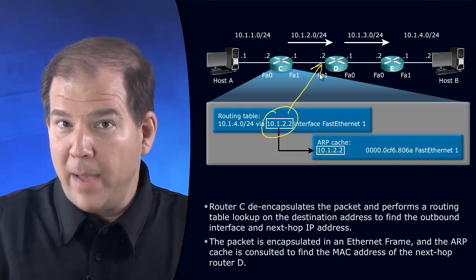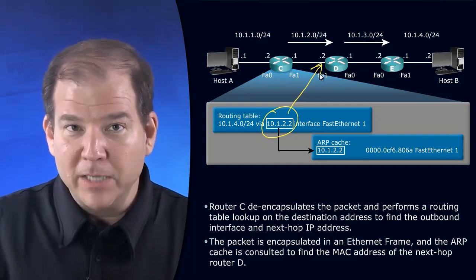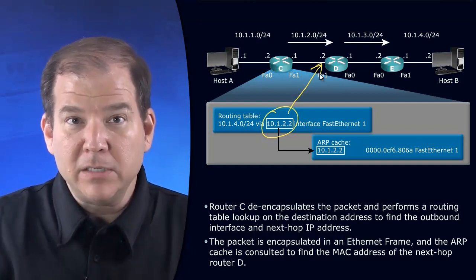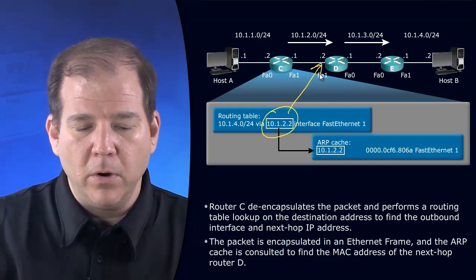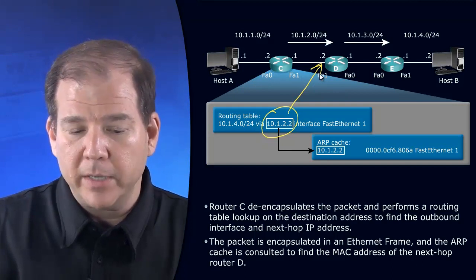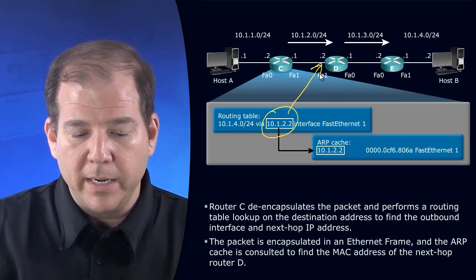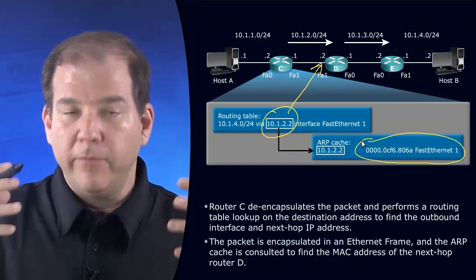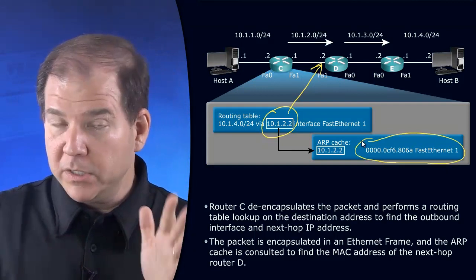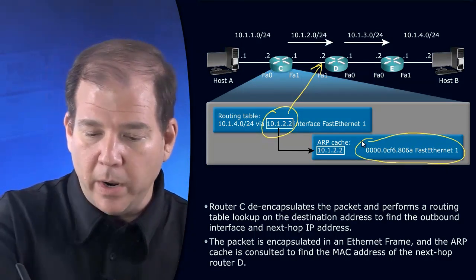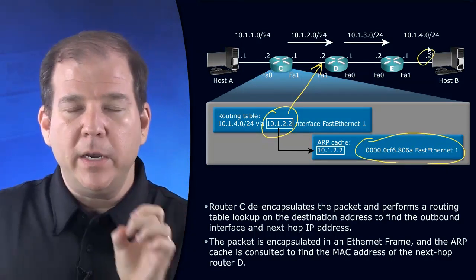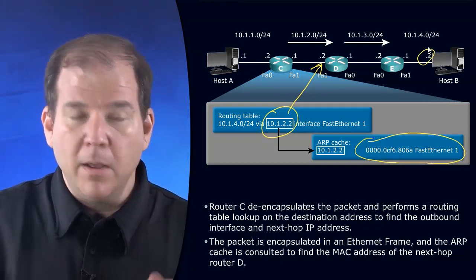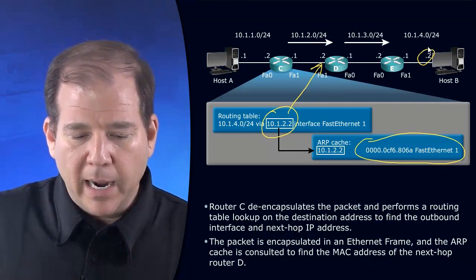Do we know the MAC address? Because it's an IP address, but it's on an Ethernet segment, so I need a corresponding MAC address. And yes, it looks like we've ARPed for that information before. Router C does know the MAC address of router D's Fast Ethernet 1 interface, and we see here's the MAC address, and we will now form a packet still with the same destination IP address. We're still going to host B. We're still going to 10.1.4.2. That's always our destination IP address, but the MAC address is getting rewritten at every hop.